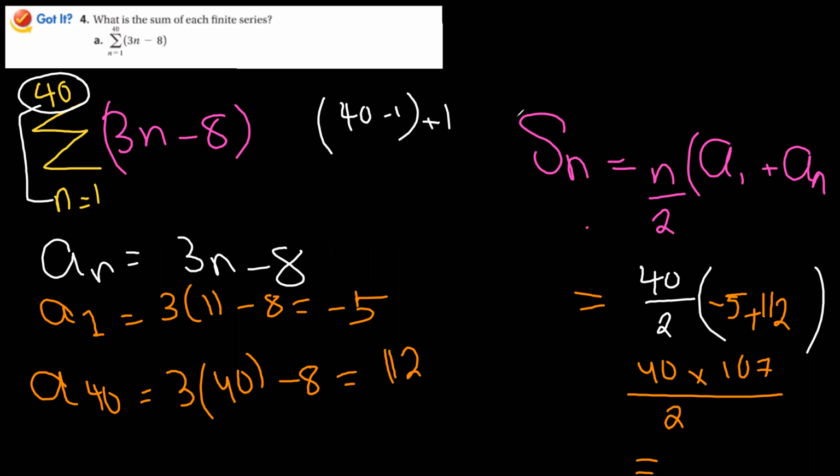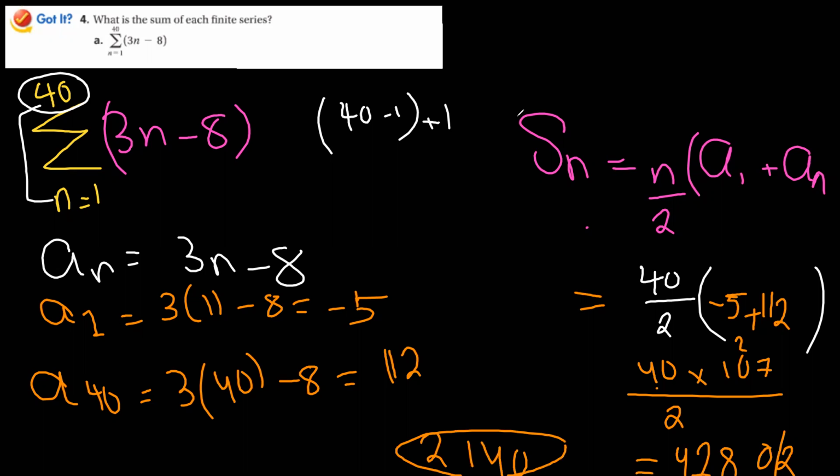107 times 40. 4 times 7 is 28. 4 times 0, 0 plus 2. And 4 times 1, 4. So the answer is 4,280 divided by 2, so it will be 2,140. This will be the summation of the sequence, or of the summation notation.